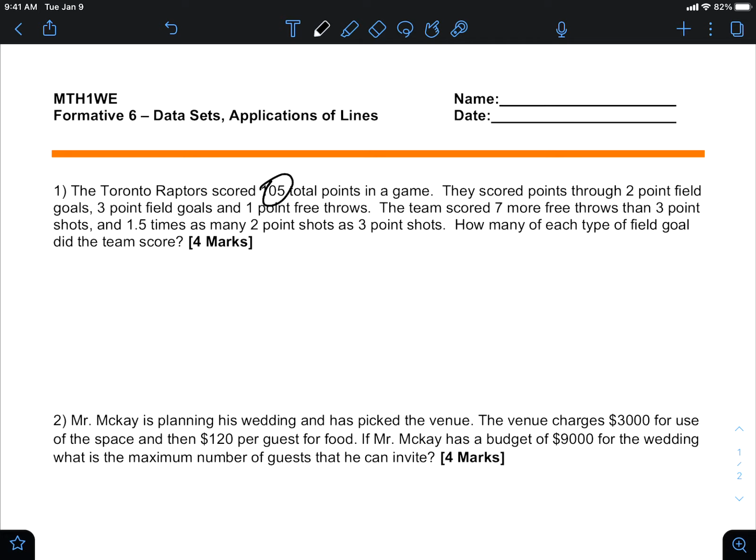Right, the team scored 7 more free throws than 3-point shots, and 1.5 times as many 2-point shots as 3-point shots. How many of each type of field goal did the team score? What's the thing being compared with? What's getting compared to all the time in this question?